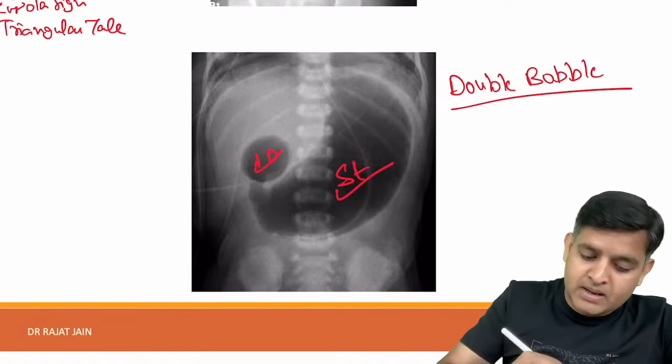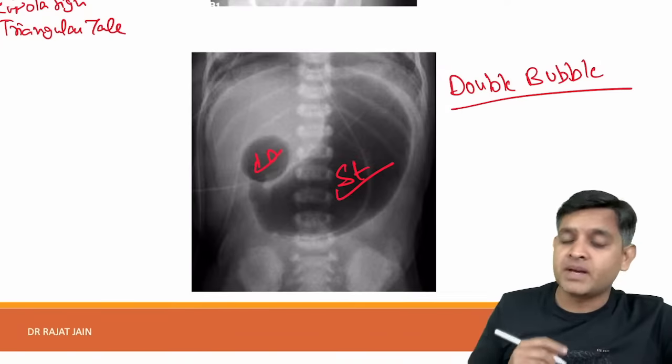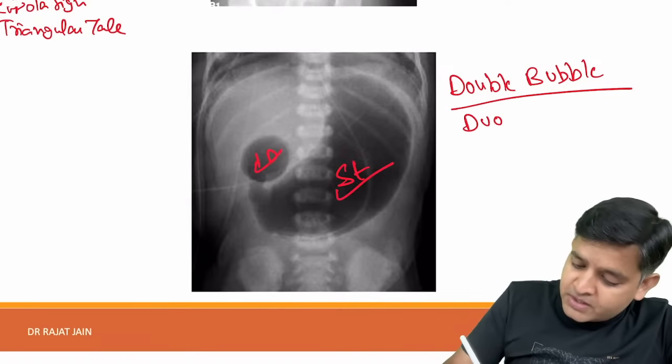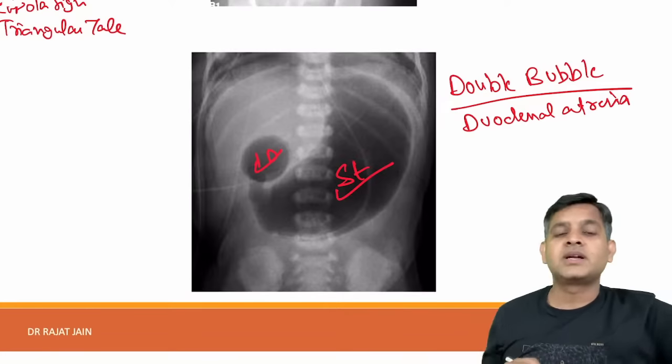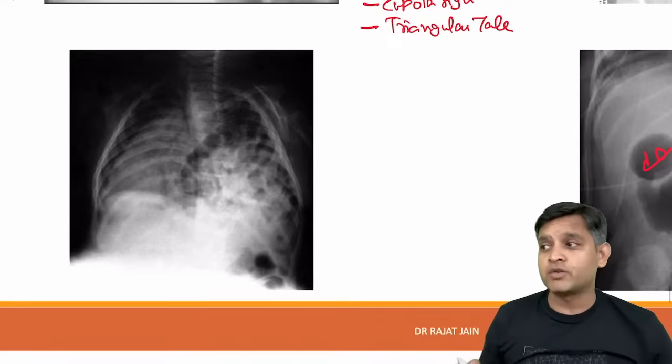Double bubble appearance. This is called double bubble appearance. Double bubble appearance is a feature of duodenal atresia. And what do we see here?